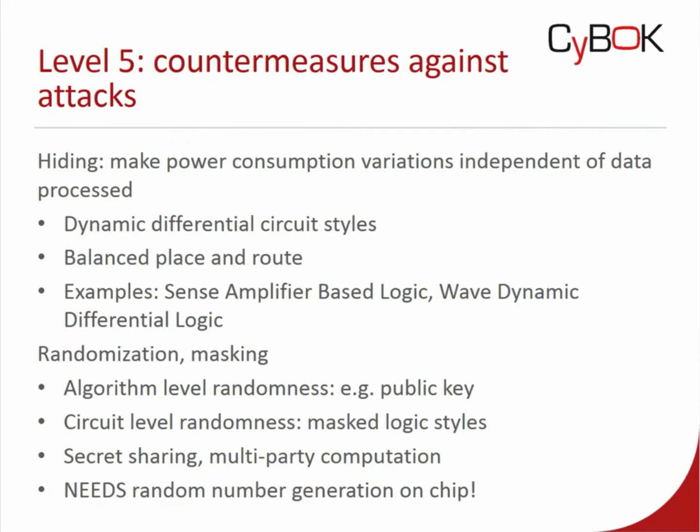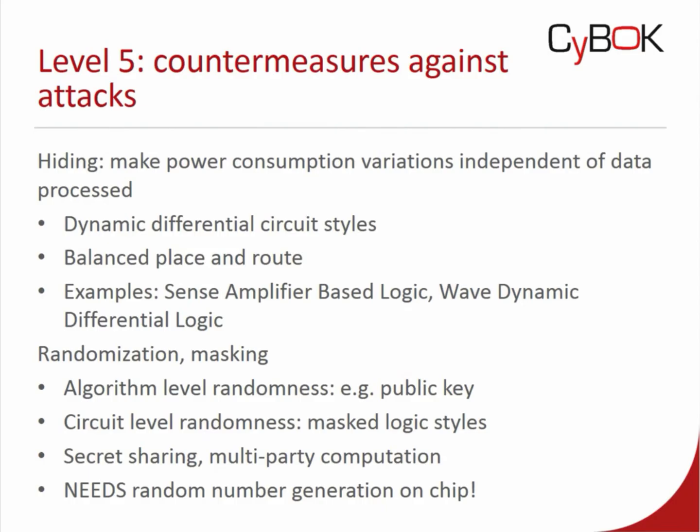Which actually brings me to the fifth level, and that's adding countermeasures for these attacks. In general, at circuit level, also at architecture level, we see two major categories of countermeasures. One category is what we call hiding. We want to make the power consumption variations independent of the data being processed. This can be done by circuit styles, such as dynamic differential circuit styles, balanced place and route techniques. Most well-known examples are sense amplifier-based logic, wave dynamic differential logic, and so on. Many derivatives of this exist.